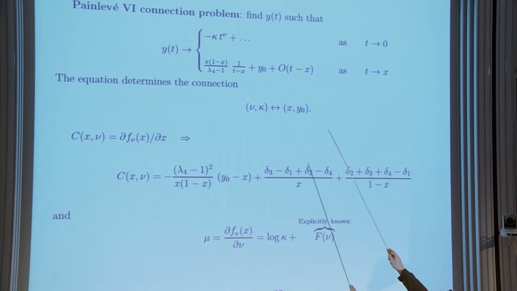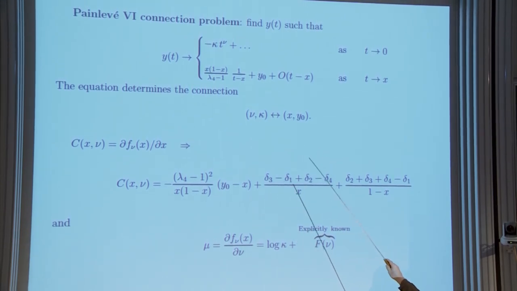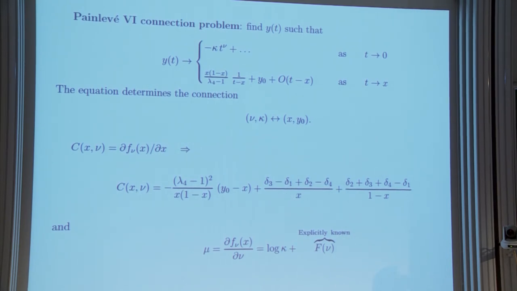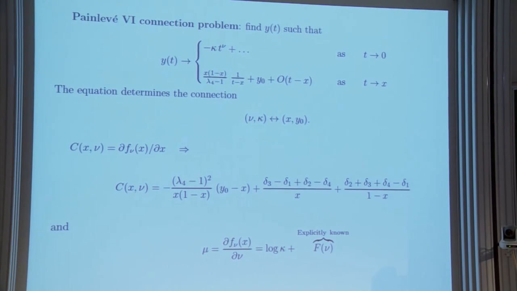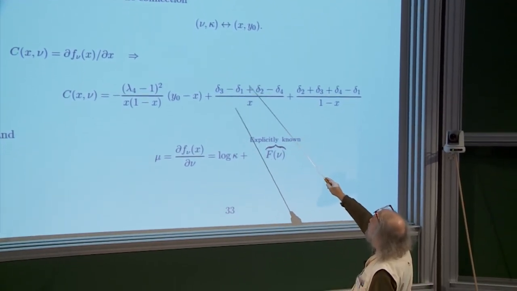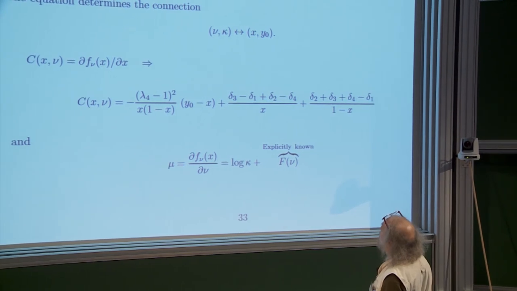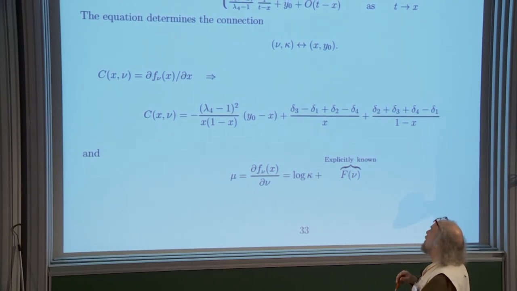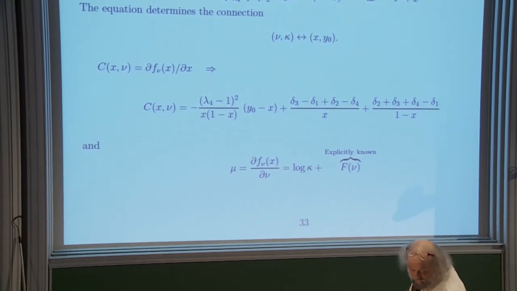The connection problem is, again, if you start with the solution given in terms of kappa and nu at the singular point, then it eventually arrives at a certain point x where it hits infinity, or any other of these points, but let's say infinity. You want to connect the initial data nu and kappa at one end to the parameters x and y naught. And if you manage to do that, then the accessory parameter, which solves the monodromy problem, as I mentioned, is explicitly related to that. I don't want to enter the details here.